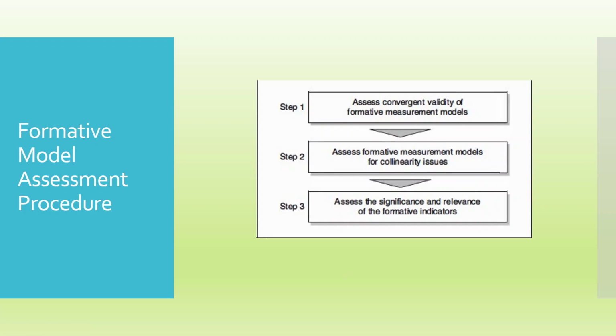The formative model assessment procedure consists of the first step: assess the convergent validity of the formative measurement model. Then, assess the formative measurement models for collinearity issues. Then, assess the significance and relevance of the formative indicators. This we will see when we run SmartPLS.